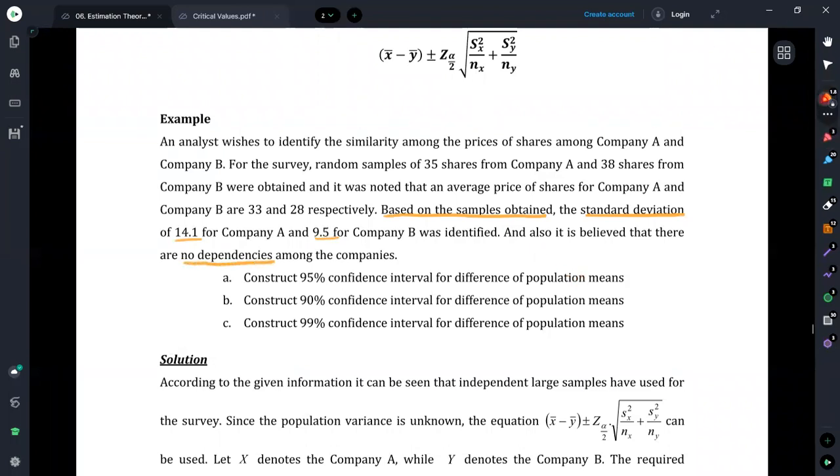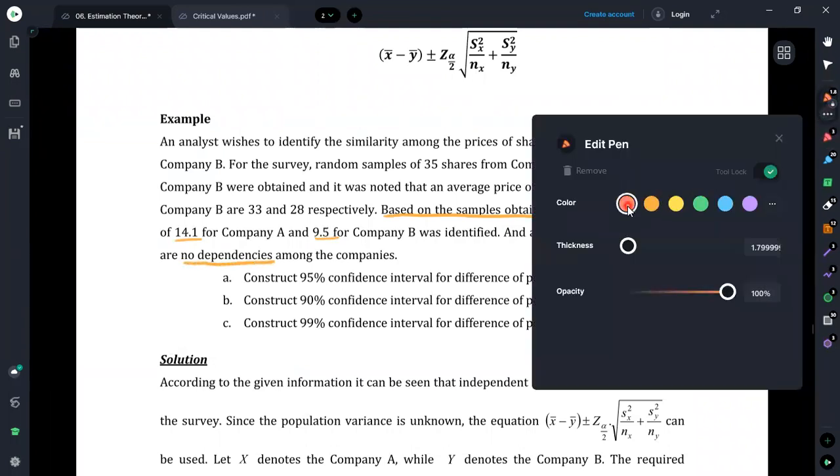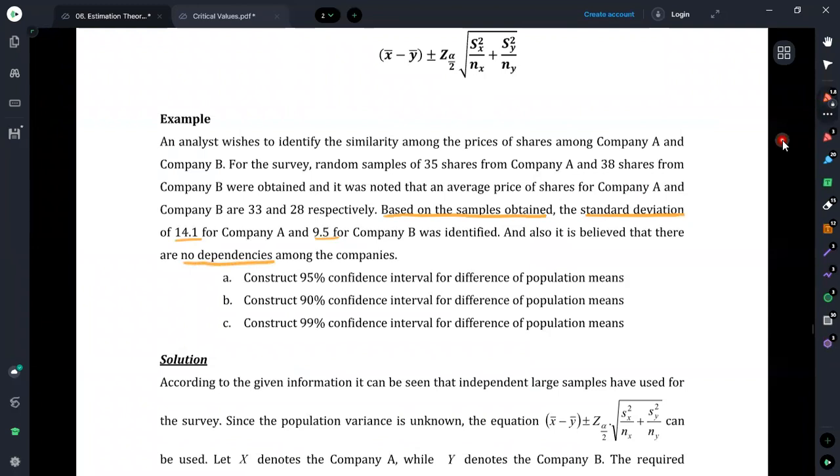Here, gathering the related information, we have two populations and they are supposed to be independent. It says that there are no dependencies. Next, they have obtained large samples, since both sample sizes are greater than 30, but what we know is that sigma squared is unknown.